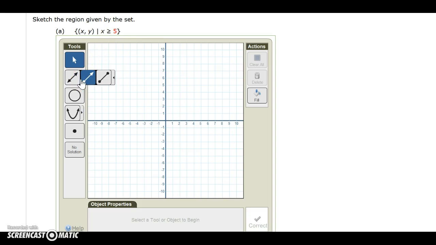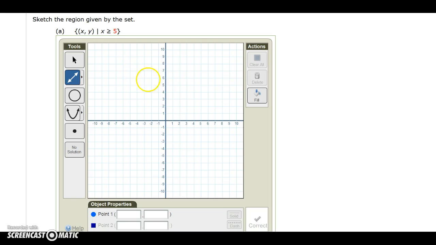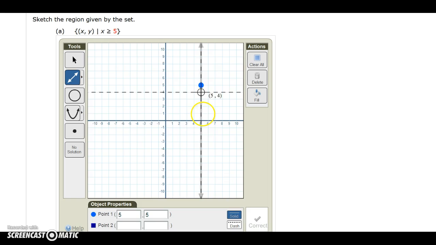I go here, and make sure you don't use this because that's just a segment, and this is just a ray. Use a line that goes in both directions forever, and then use whatever 2 points you want to graph the line. My keyboard is a little sensitive, so 5, 5 would be on that line, and then I'll just go underneath and pick another one to make a vertical line through 5.